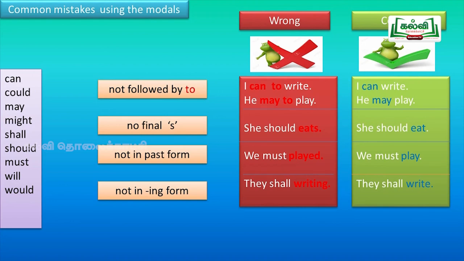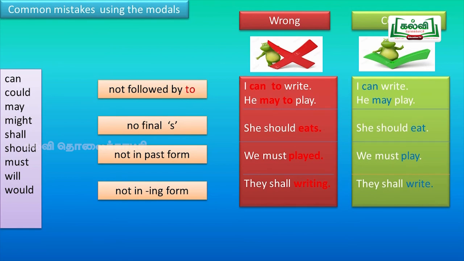Look at the second modal. She should eat. The correct way of writing is she should eat. Right. Moving to the third one. Not in past form. After a modal, a past form, that is in the form of ed or in the past participle form, should not be followed. The wrong way of expressing is we must played it. So the correct way is we must play, we should play.